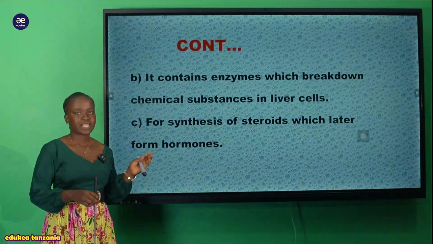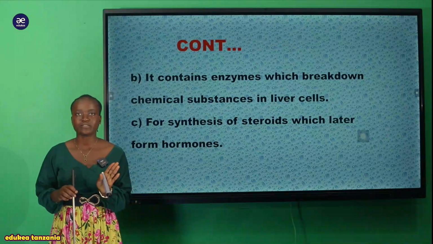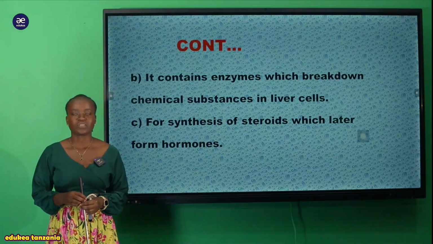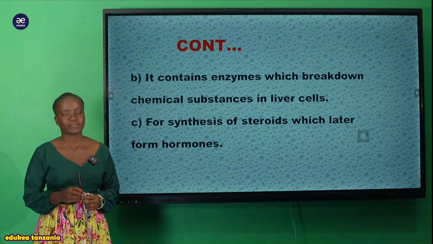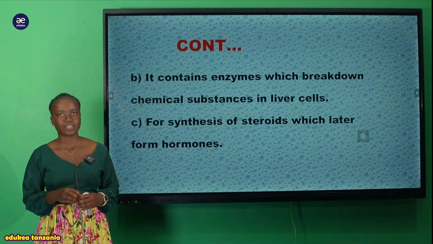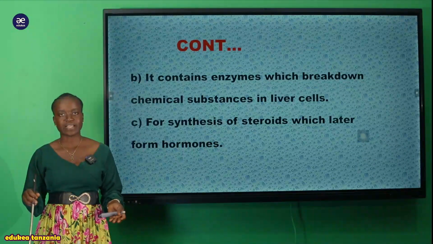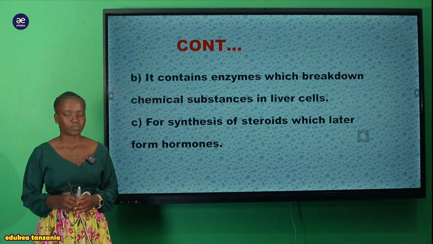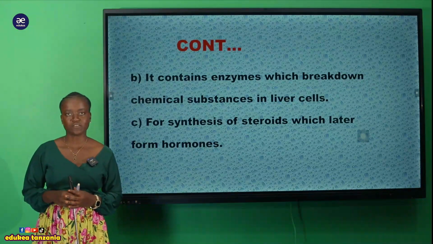So my students, let's end here. In the next part, we are going to clarify more on the structure of this smooth endoplasmic reticulum and the function. So we are going to finalize the function of this smooth endoplasmic reticulum. So thank you for listening.